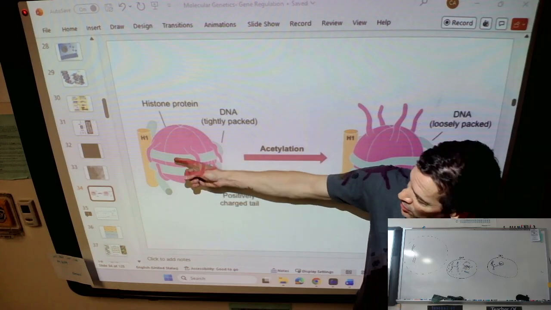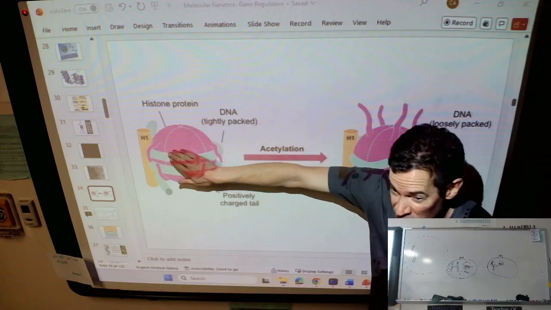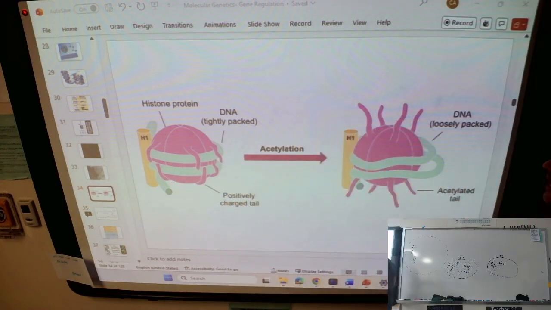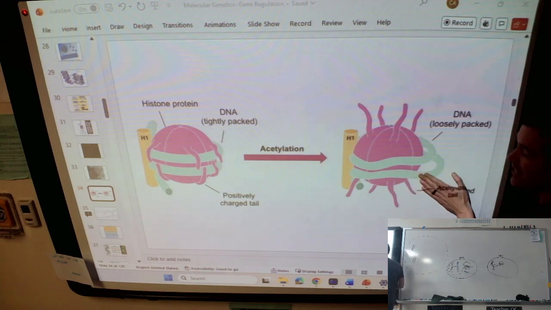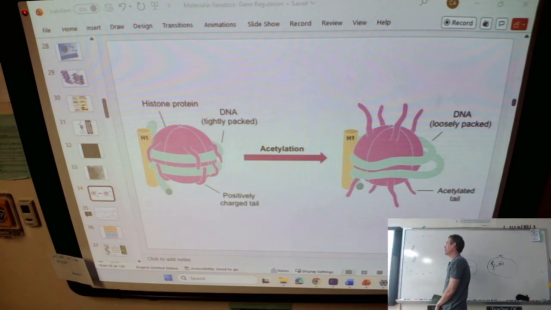And then histones have positive charges. So if I add acetyl groups onto those positive charges, it'll kind of push the DNA out of the way. And now I'm kind of covering up the positives. And so now that negative DNA isn't really attracted, and so they kind of let go of each other.